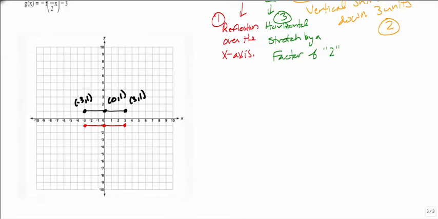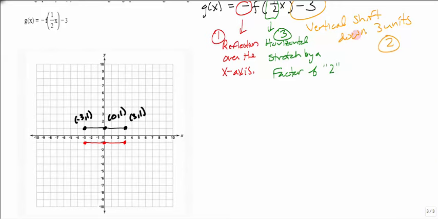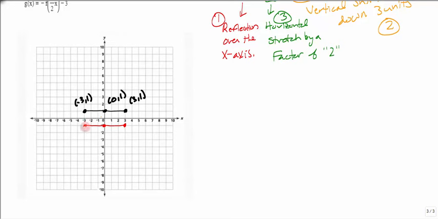Okay, the next one I decided to do, and again you have to do the reflection first, says to do a vertical shift down 3 units. So each of these would go down 3 units. This is the point -3, -1. So it would go -1, -2, -3, -4, down 3 units. Down 3 units, down 3 units. And so this is the graph with the second piece of my transformation made.